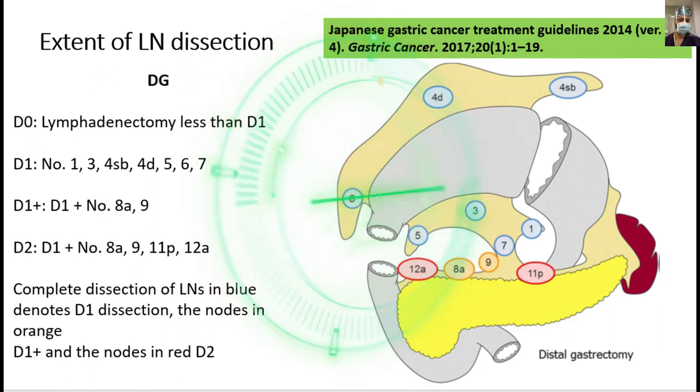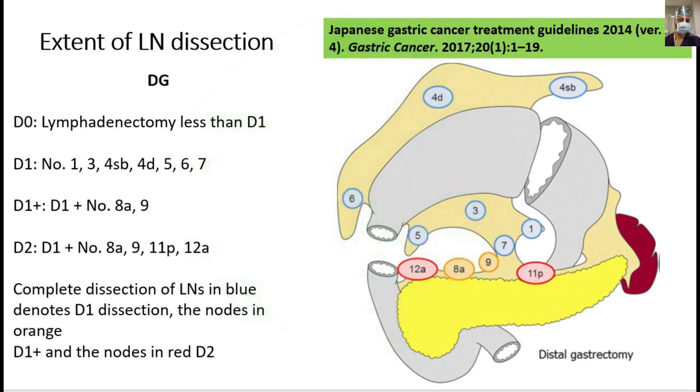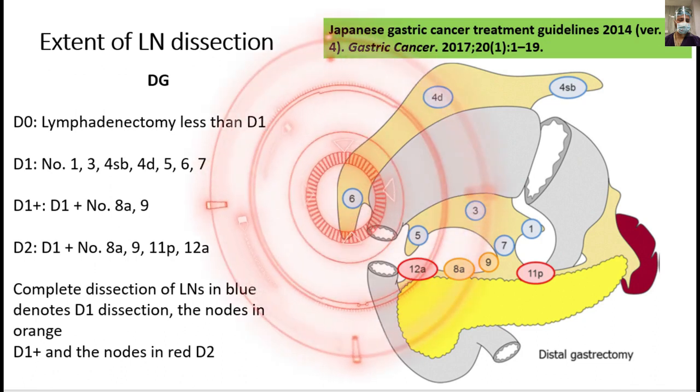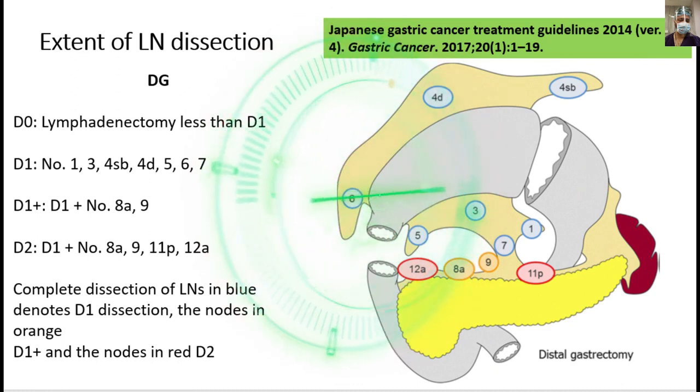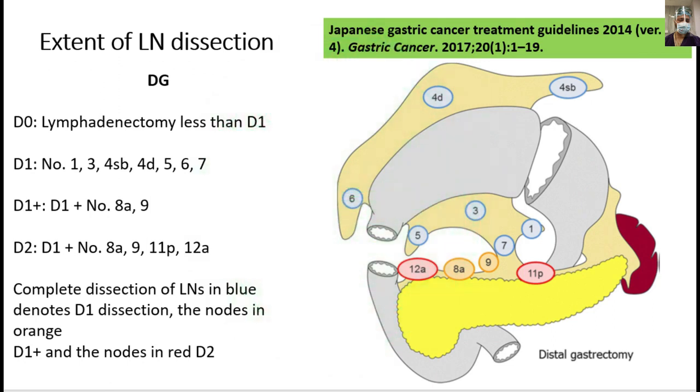For D1 plus, additionally 8A and 9, that is the anterior superior common hepatic artery and celiac trunk lymph nodes, are removed. And for D2, we additionally remove the splenic artery and proximal splenic hilum lymph nodes. Again, in this we will not disturb the 11D part, because that is part of the nourishment to the short gastric arteries. In the picture, complete dissection of lymph nodes in blue denotes D1 dissection, nodes in orange will be D1 plus, and nodes in red will include D2.